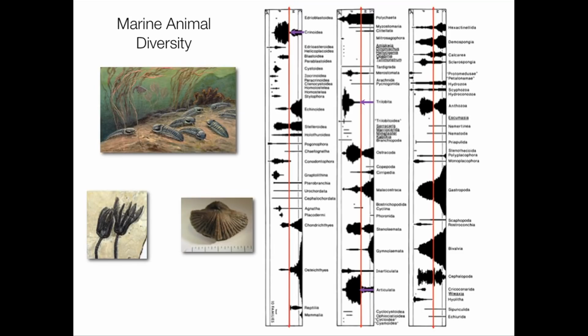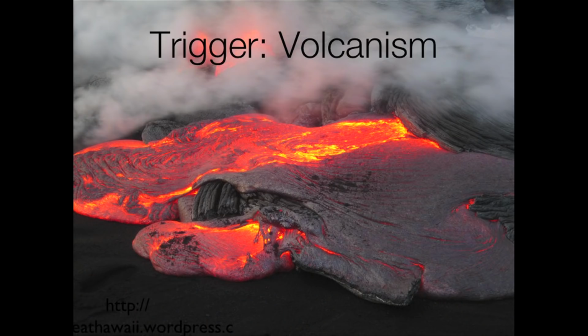Other groups of organisms like crinoids, which are often called sea lilies, and brachiopods, these guys over here, take big hits. So they're still around today, but their diversity has been reduced hugely. So what is the trigger for this mass extinction? The consensus now is that the trigger was actually volcanism, volcanoes. But not volcanoes as we think of them, like exploding Mount St. Helens style volcanoes, or even Hawaiian style.